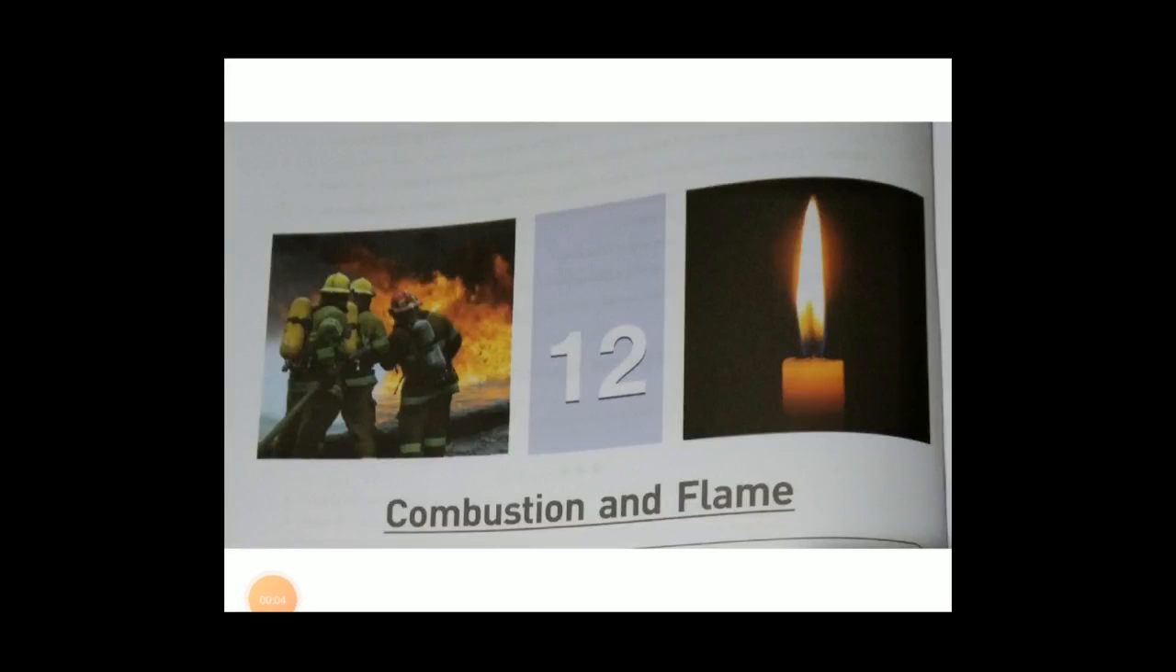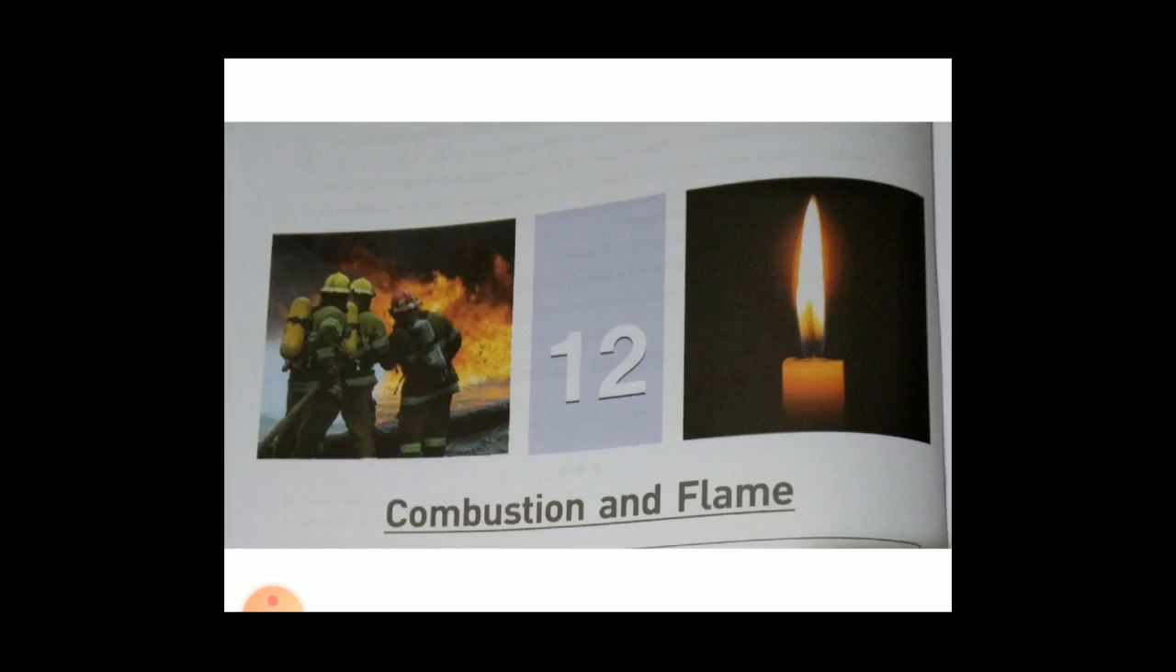Today we are going to discuss chapter number 12, Combustion and Flame. In the last chapter we have read about fuels. Burning of fuels produces energy which is used for domestic and industrial consumptions.